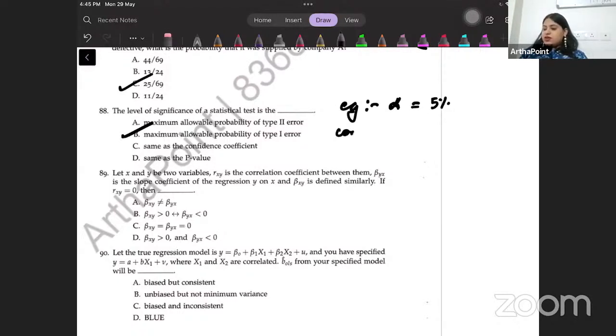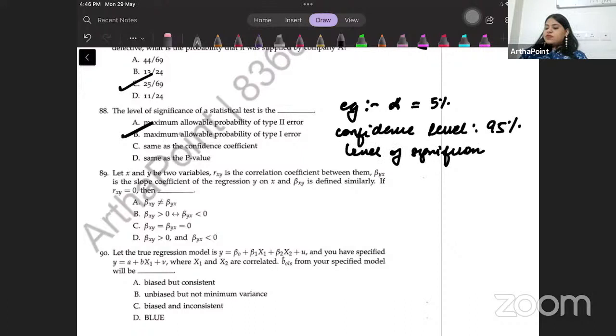So let's just write down. Confidence level will be 95% and level of significance will be 5%. So the answer to this question is B. Okay, come to the next one.